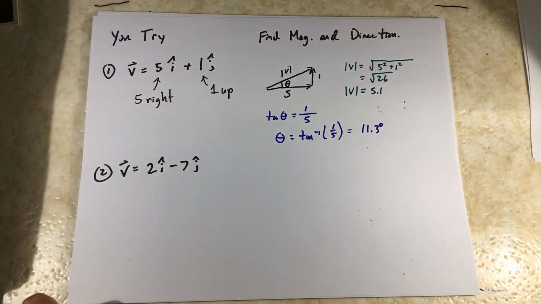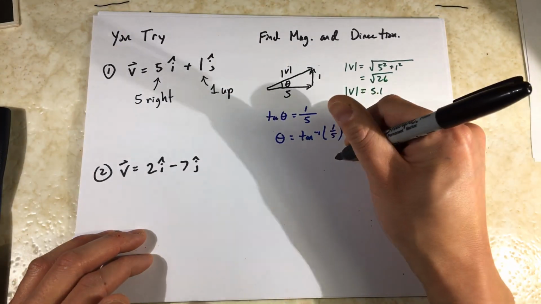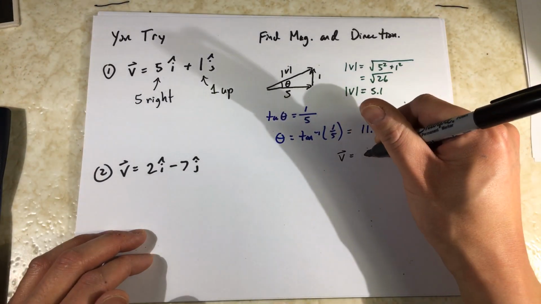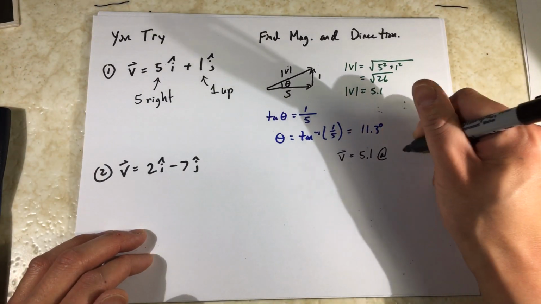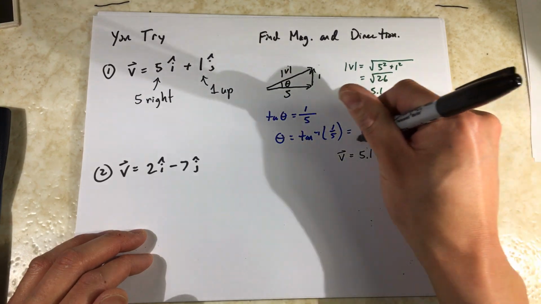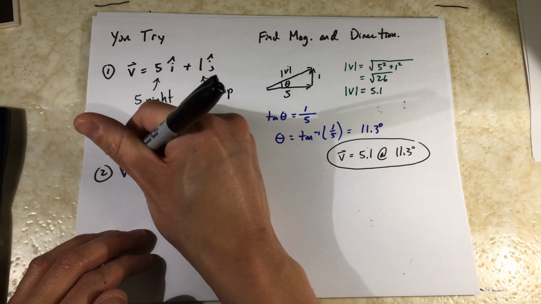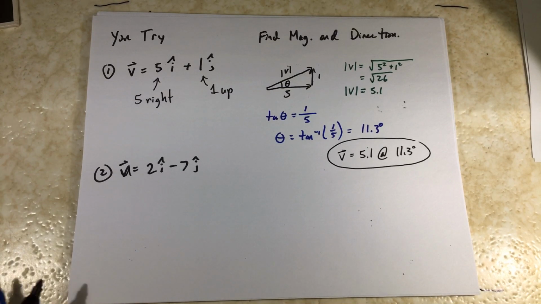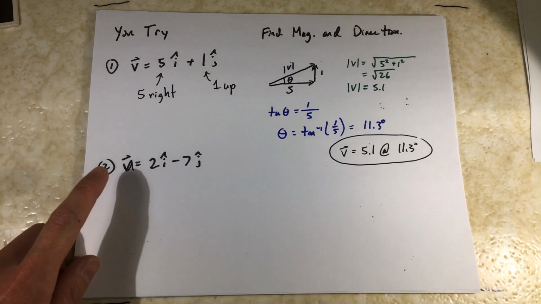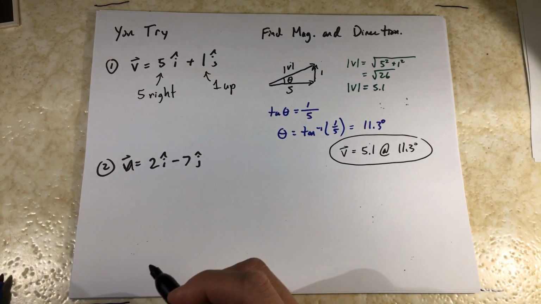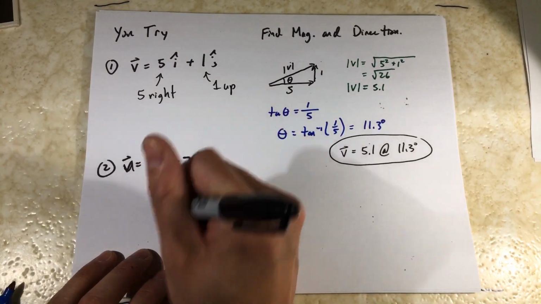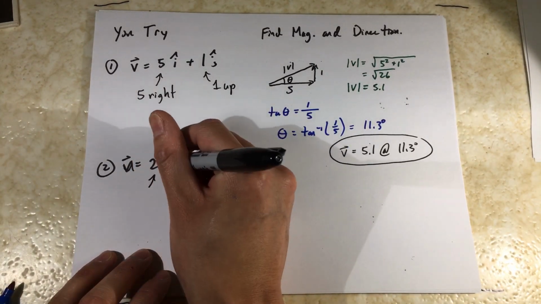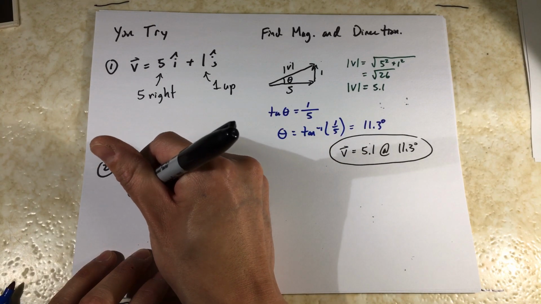So this vector is 5.1 at 11.3 degrees. Actually, let's call this u, so we don't get them confused. Okay. All right, so that's the first one. This one has a negative sign in here. When I look at this one, 2 is positive in the i-hat direction, so that means that we're moving 2 to the right.